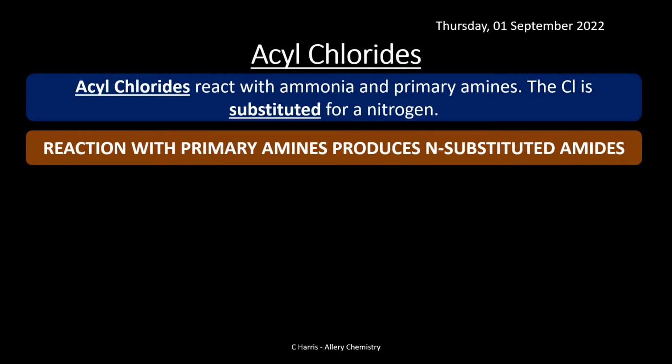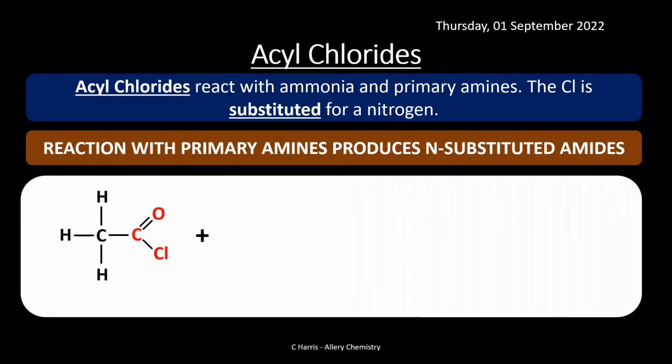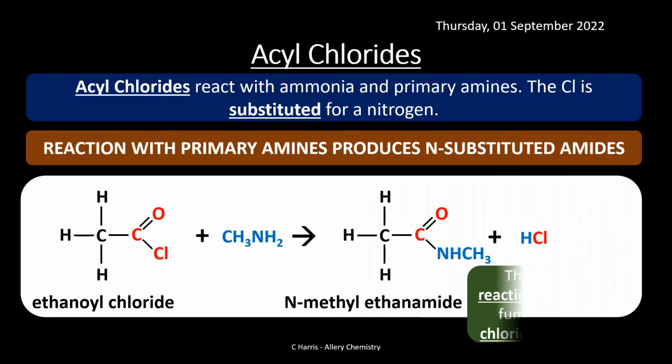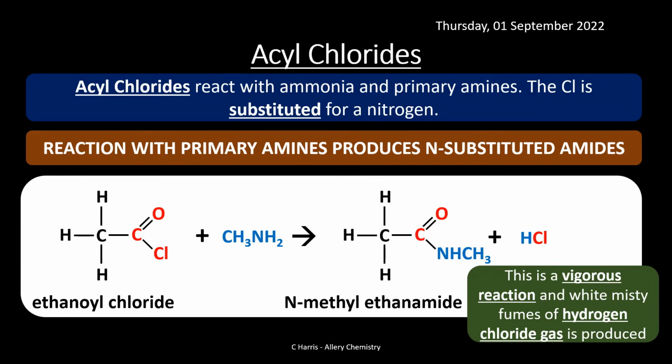Another way, obviously, of producing N-substituted amides, as I alluded to before, is to again use an acid chloride and react it with a primary amine this time. And here you form your N-substituted amide. So in this case, the substituted bit is the methyl group. So this is N-methylethanamide, which is your N-substituted amide, okay, which is produced here. Again, a really vigorous reaction, and hydrogen chloride fumes are produced.